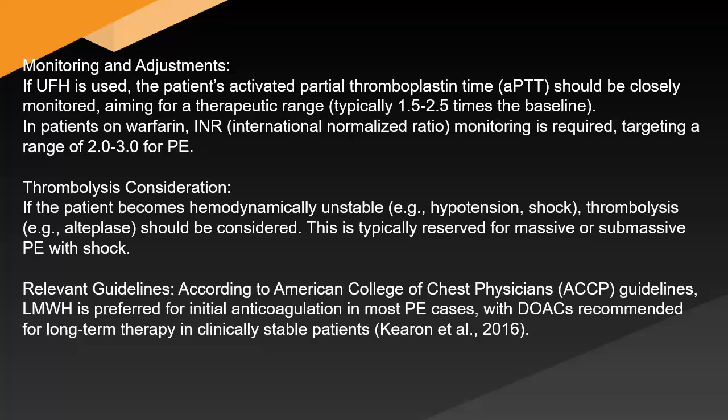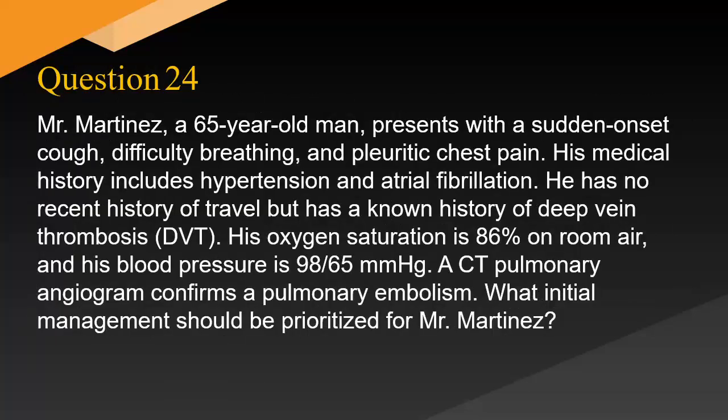Curran et al. 2016. Mr. Martinez, a 65-year-old man, presents with a sudden onset cough, difficulty breathing, and pleuritic chest pain. His medical history includes hypertension and atrial fibrillation. He has no recent history of travel but has a known history of deep vein thrombosis (DVT). His oxygen saturation is 86% on room air, and his blood pressure is 90/60 mmHg.